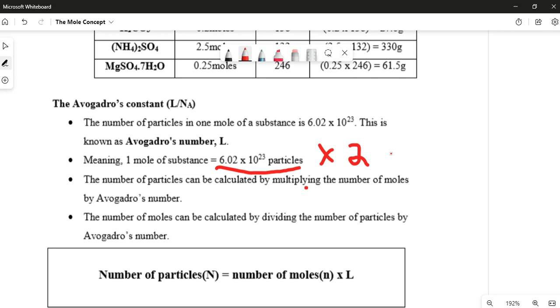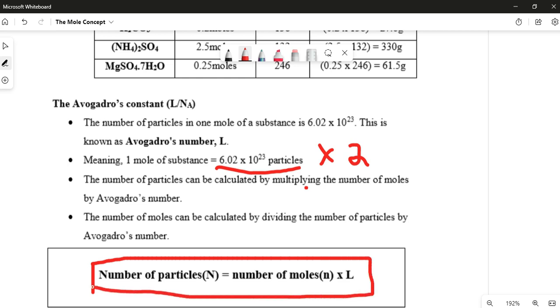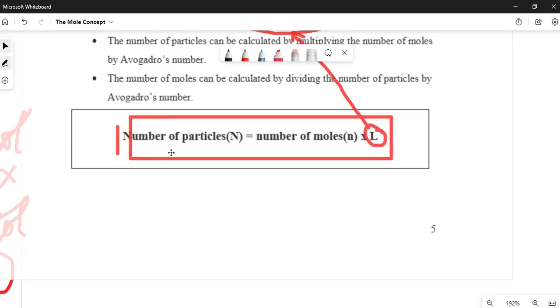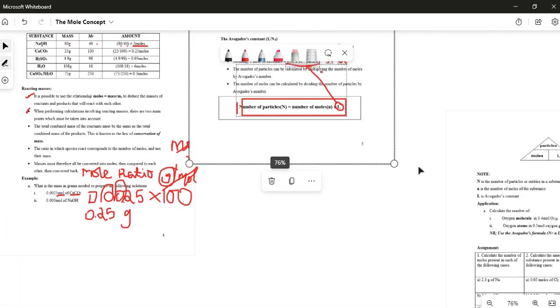So we have an equation for this as well. To find the number of particles, you do the number of moles times L. L is our Avogadro's constant, remember? Okay, we are done with this page as well.